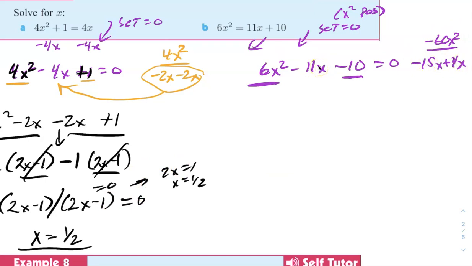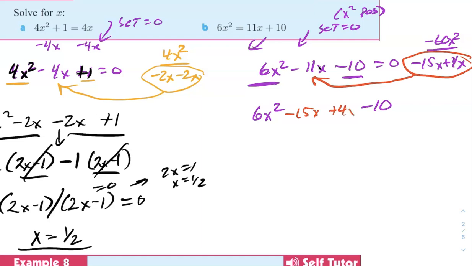So remember, all I do is this. I keep the first one and the last one the same. And I replace the middle one with the combination I found. So negative 15x plus 4x. Then I factor by grouping, which, I don't know, for me is always my favorite. So these have a 3x in common. Just divide 6x squared by 3x, you get 2x. Divide negative 15x by 3x, it's negative 5.